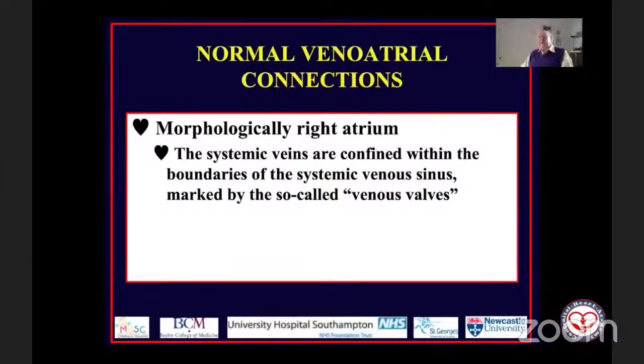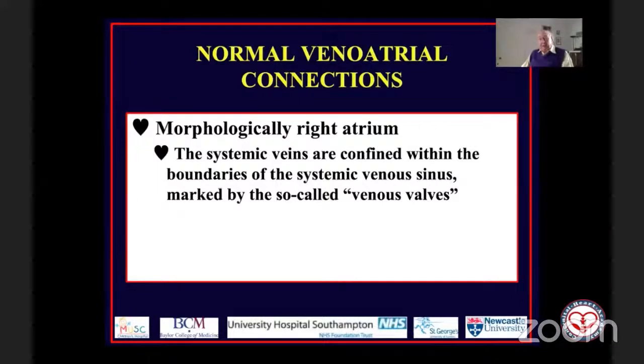So what we've now determined is that in order to work out what is going on with anomalous veno-atrial connections, we have to start off by diagnosing the presence of usual atrial arrangement and then appreciating the anatomy of what are normal veno-atrial connections. So obviously, normal veno-atrial connections come back to the morphologically right atrium. We can be a little more specific than that.